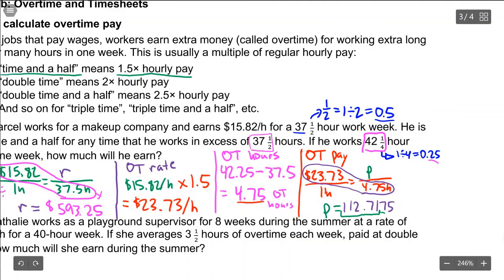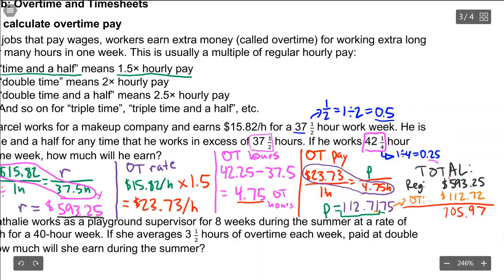So his total pay is his regular pay. His regular pay that he gets every week, the thing we calculated first, was $593.25. Then we are going to add to that his overtime pay of $112, and don't forget to round correctly, 72 cents. And when we add that up, let's see, we get 97 cents, and that is going to be $705.97 is his total pay.